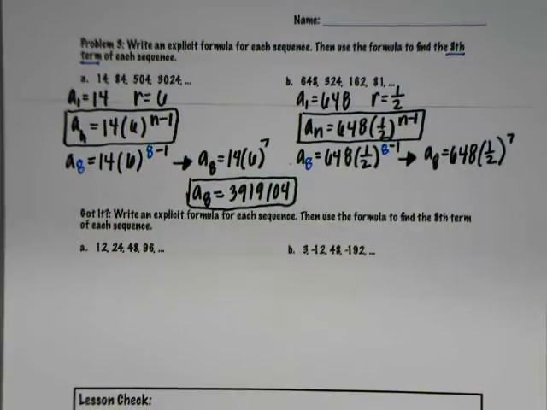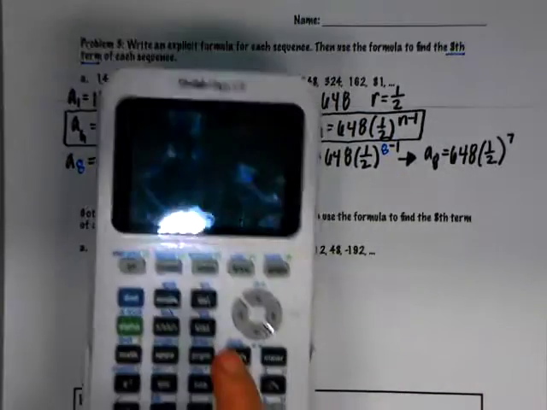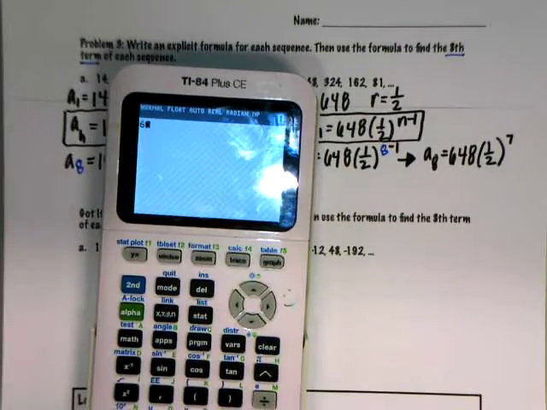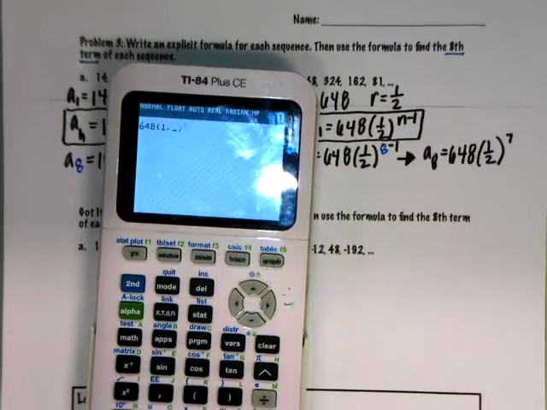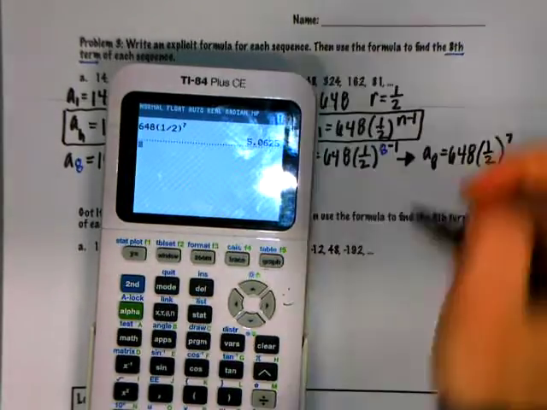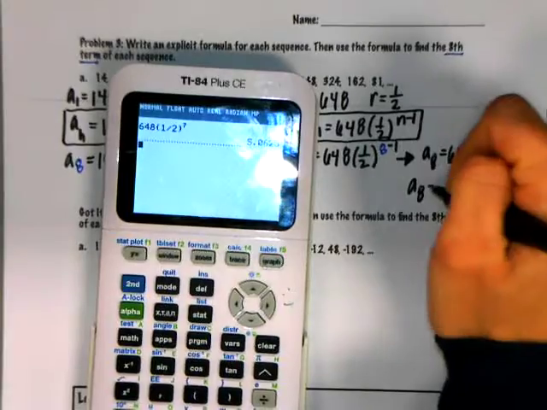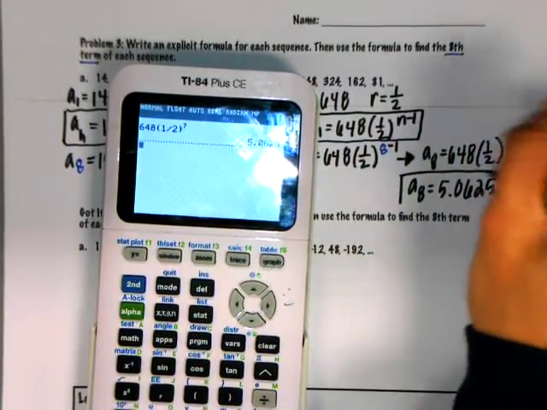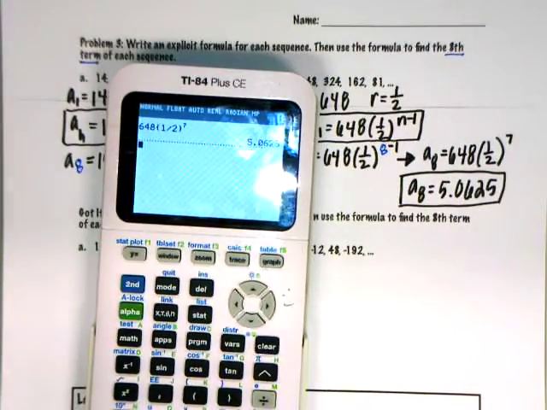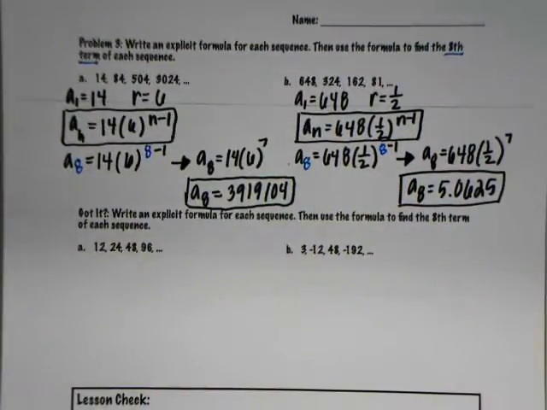So the way you'll type that into the calculator, you can either do a decimal, like 0.5 if that's easier, or you would do, I'll show you, 648 parentheses 1 divided by 2 parentheses to the 7th, like that. Okay? So the eighth term is 5.062. Any questions on that? Okay, go ahead and do the last two.